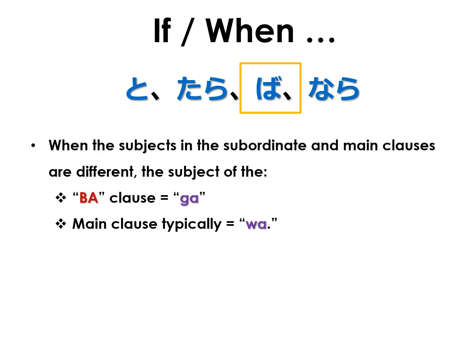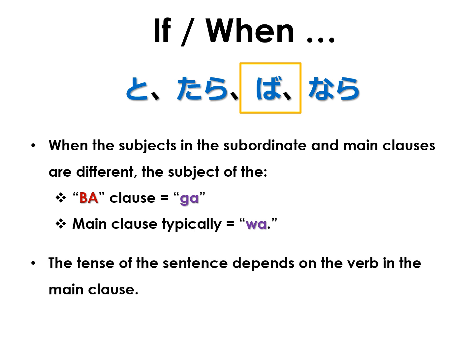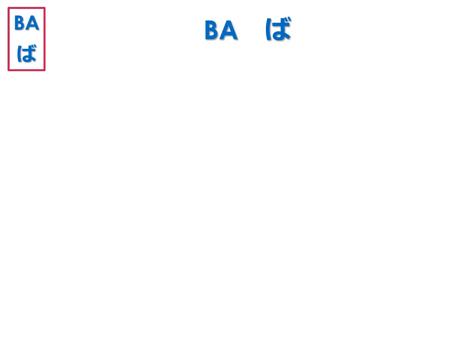Just a short reminder that the subject of subordinate clauses frequently takes the subject particle ga, and that of the main clause typically takes the topic particle wa, and that the tense of the verb in the main clause is what determines the tense of the whole sentence, and not the tense of the verb in the ba subordinate clause. So what is the ba conjugation used for?